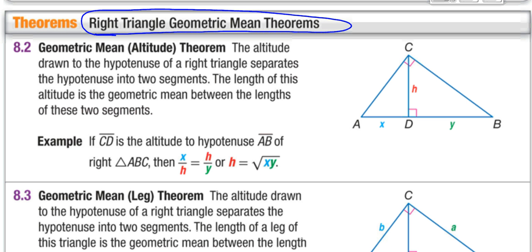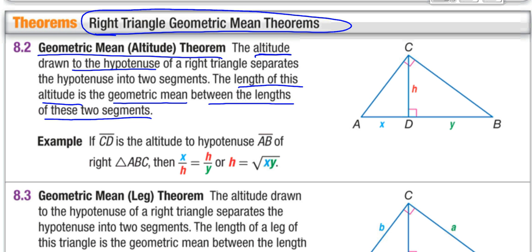And again, I'll read this since I'm not here, and usually I have you guys read it. The geometric mean or altitude theorem: the altitude drawn to the hypotenuse of a right triangle separates the hypotenuse into two segments. The length of this altitude is the geometric mean between the lengths of the two segments. Now, that's good and important. It's a little hard to say what is happening there, but essentially it says that the altitude to the hypotenuse has a length that is the geometric mean between the lengths of the two segments that are cut. The length of the altitude is the geometric mean.